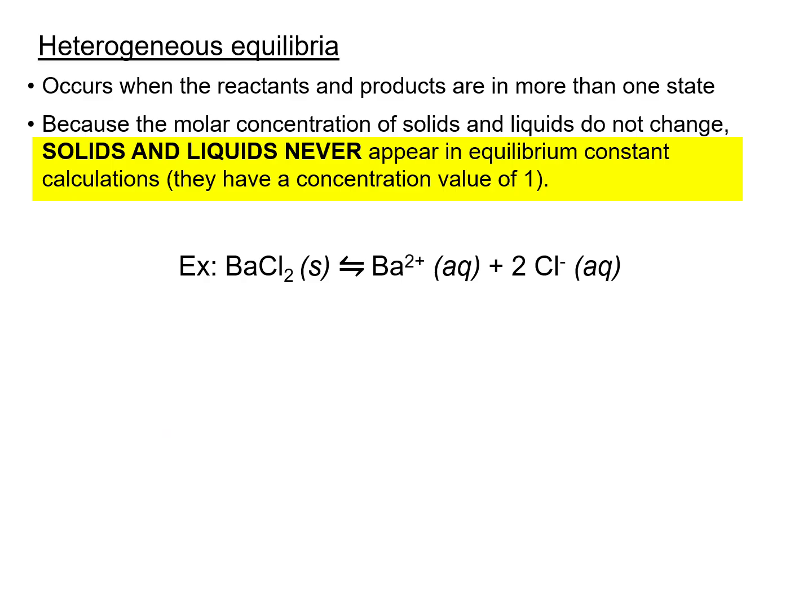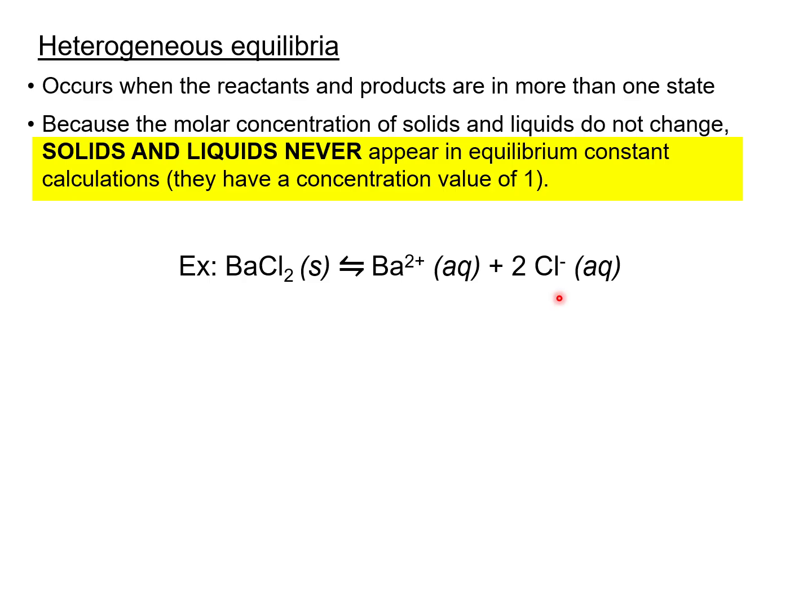So heterogeneous equilibria occurs when you have reactants and products in more than one state. The one that we saw in the previous slide, everything was in the gaseous state. On the one on this slide, we have barium, and we also have the ions dissolved in water.